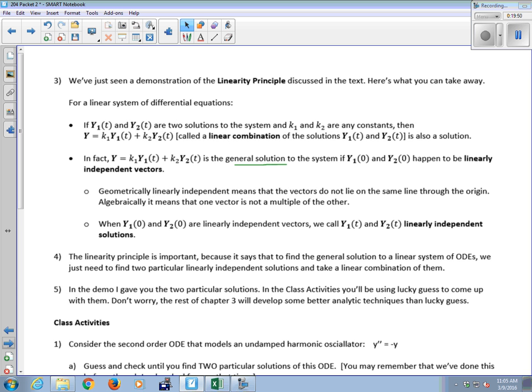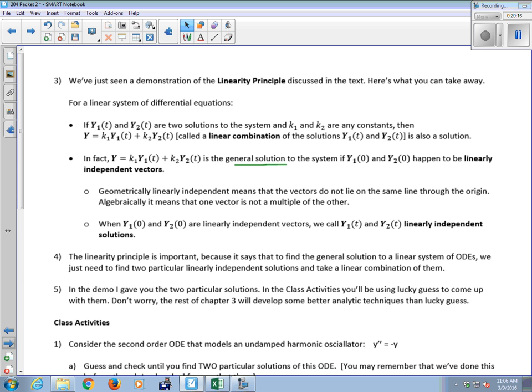Geometrically, we already talked about linearly independent: the vectors are not on the same line. And algebraically, one is not a multiple of the other. And then just as a little piece of vocabulary, when y1 of 0 and y2 of 0 are linearly independent vectors, we call y1 of t and y2 of t linearly independent solutions.